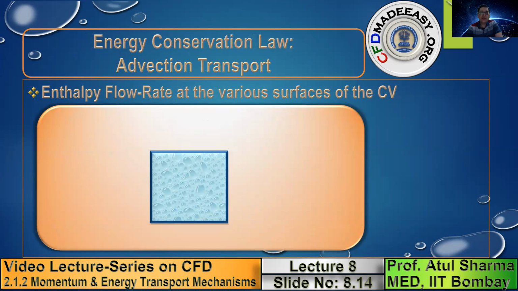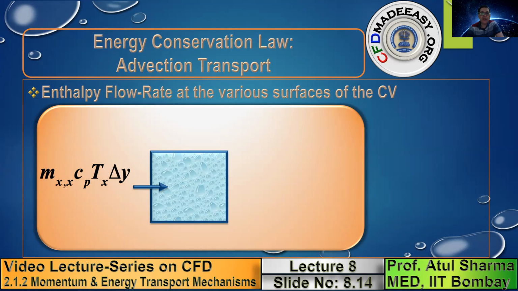For the energy transport, I'm showing you advection transport. Note that this is the third slide in continuation. First I had shown you x momentum, then y momentum, and then I'm showing you energy conservation. Note that in all these three slides, what is common is mass flux and surface area. What is varying is the passenger: in x momentum it is u velocity, in y momentum the v velocity, and here for energy conservation, the temperature. So here I will represent the enthalpy flow rate at the various surfaces of the control volume.